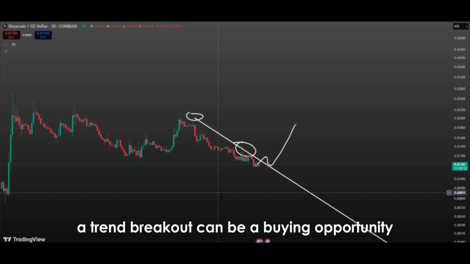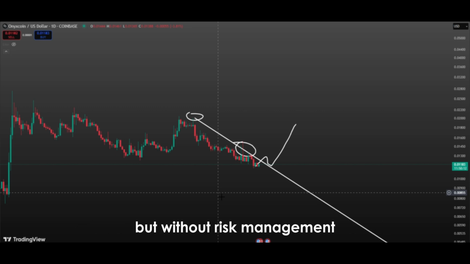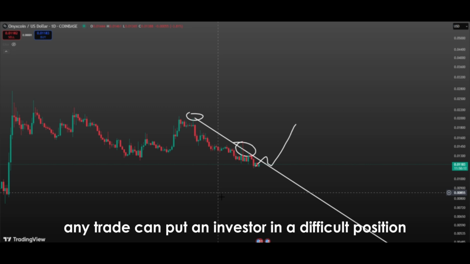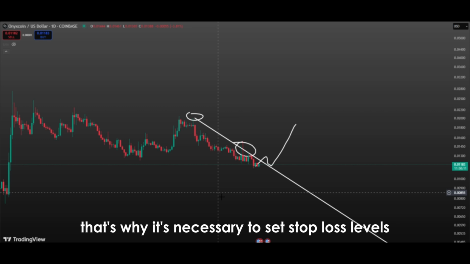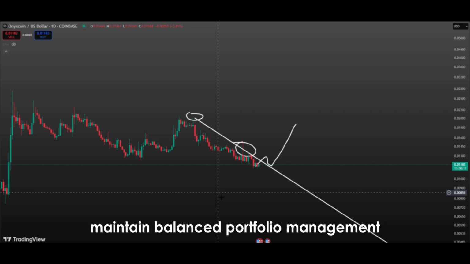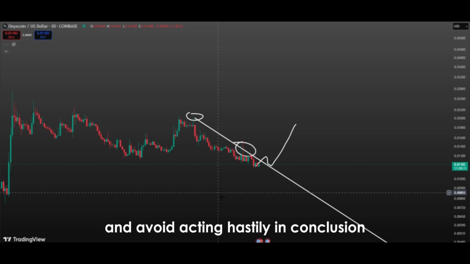A trend breakout can be a buying opportunity, but without risk management, any trade can put an investor in a difficult position. That's why it's necessary to set stop-loss levels, maintain balanced portfolio management, and avoid acting hastily.